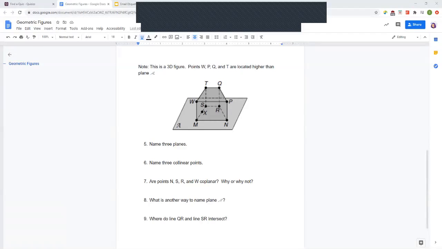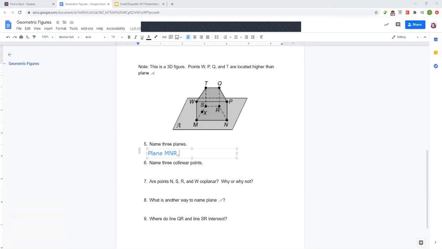They're up a level. So name 3 planes. Remember, to name a plane, we need 3 letters. So we could use the italicized A, but I'm not going to bother with that. Let's say we want to name this big flat one at the bottom. Well, we have 4 points on that plane: M, N, R, and X. So given that, we could name that plane MNR. You could have picked MXN. You could use any 3 of the 4 letters, because for a plane, you use 3 letters.